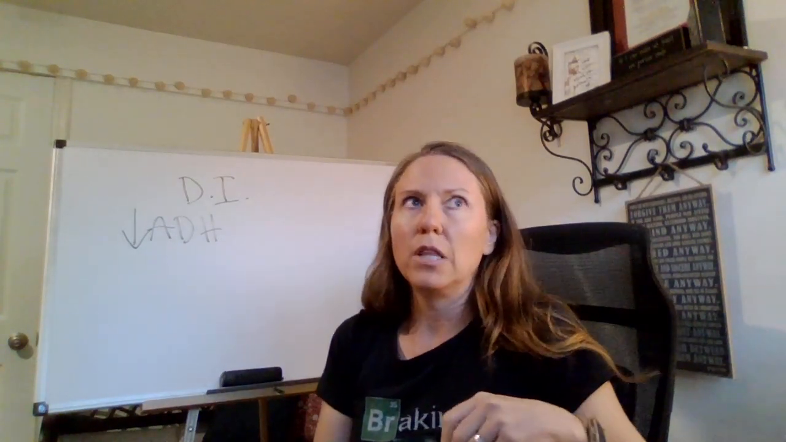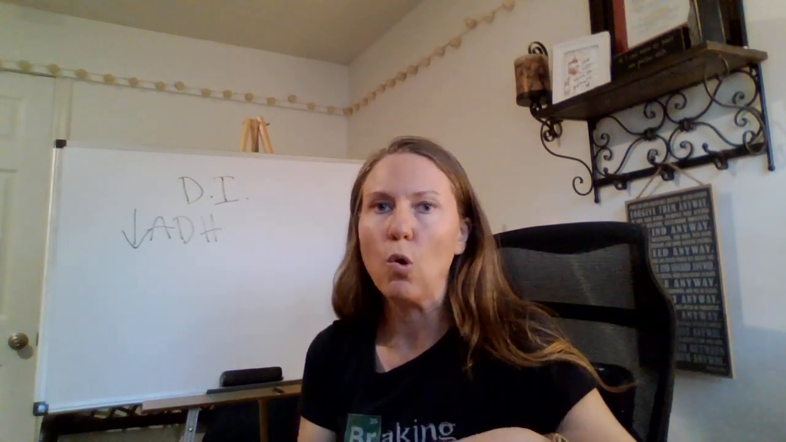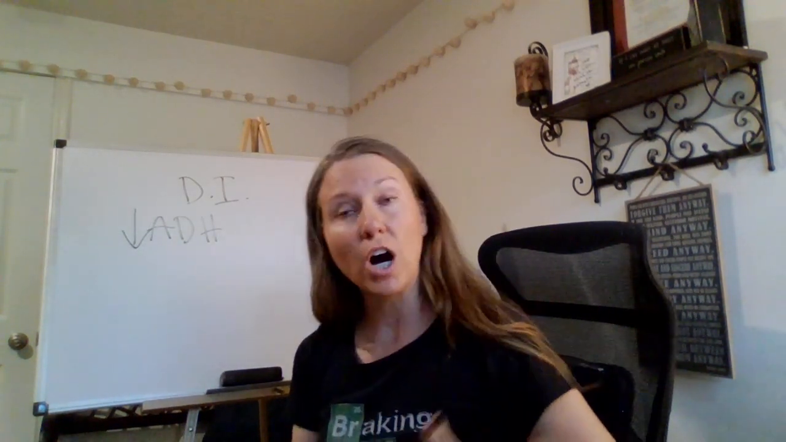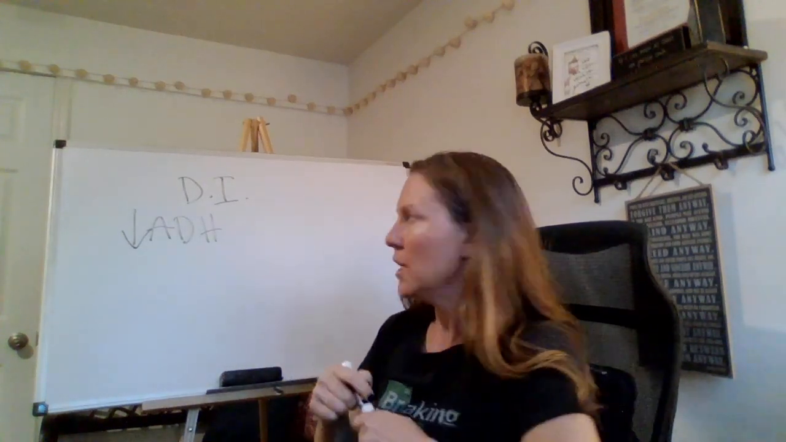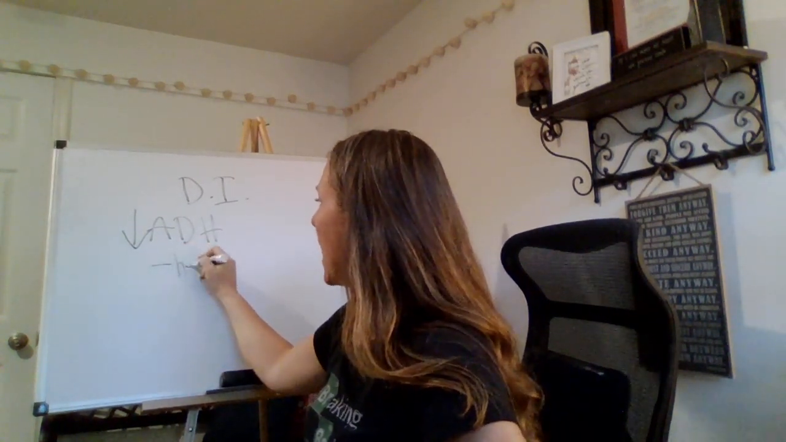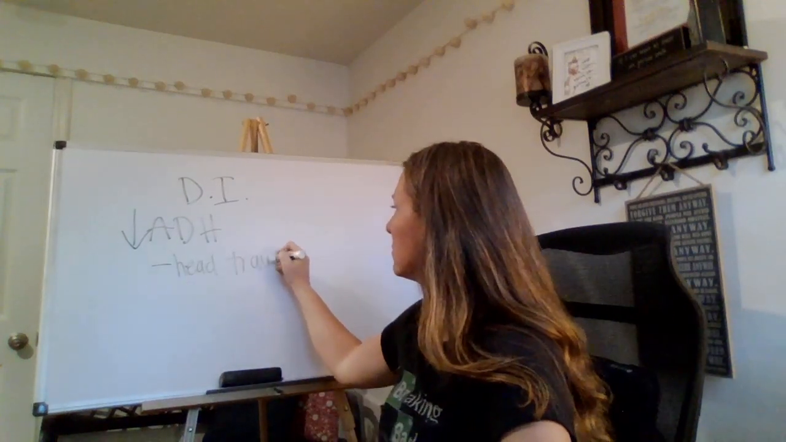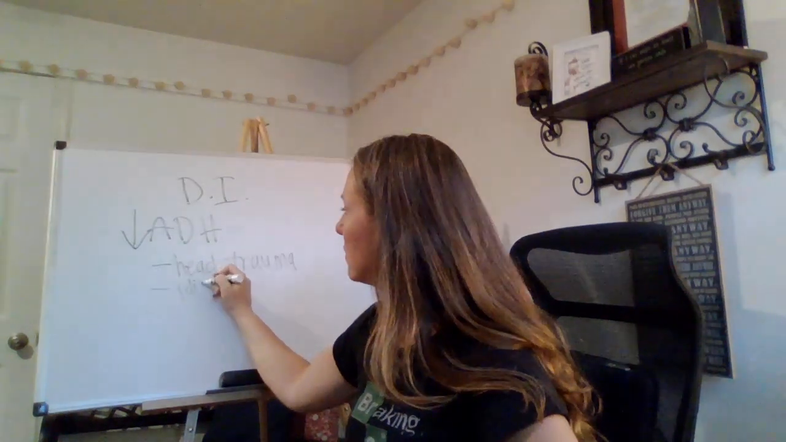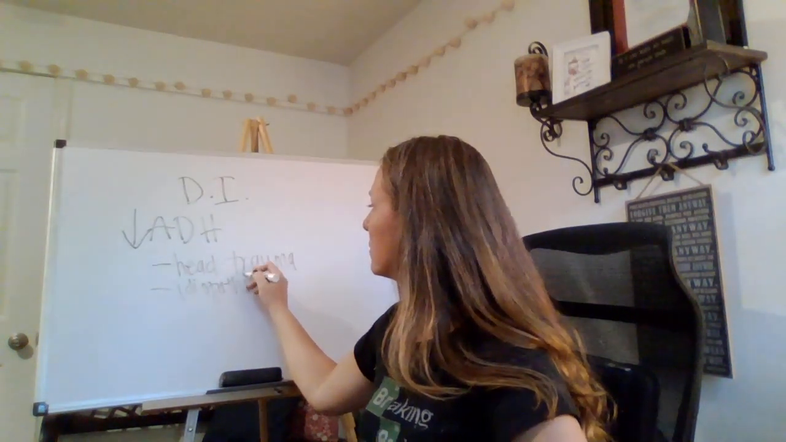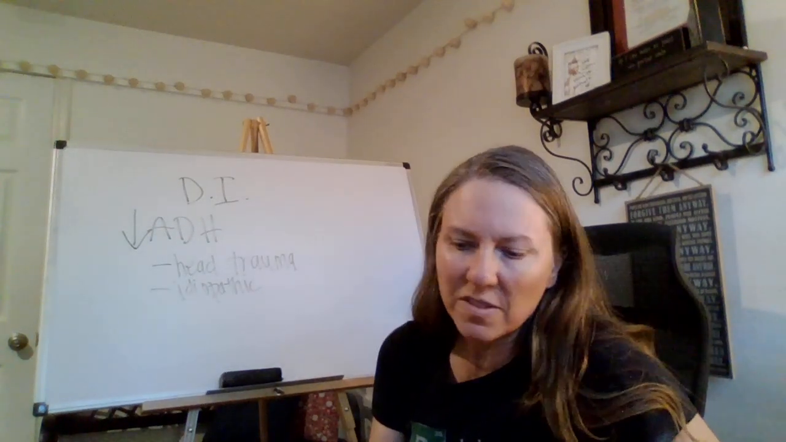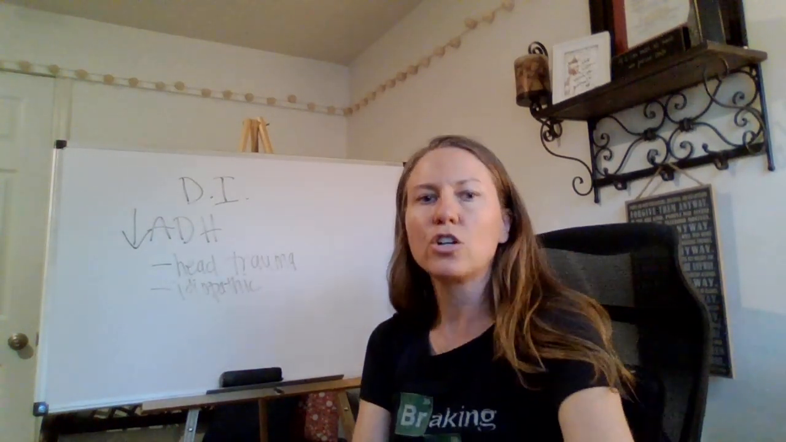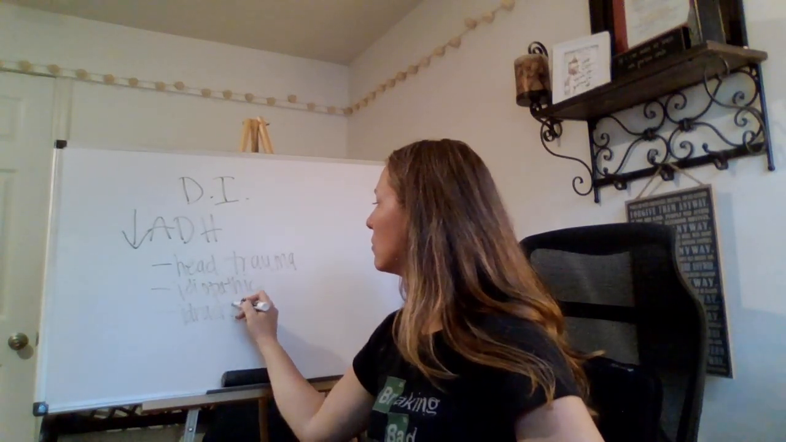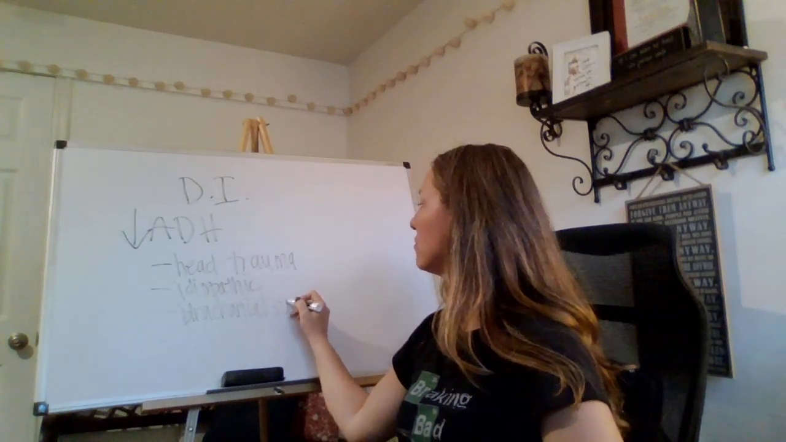So let's talk first about what makes this happen. There are a few different things that can cause diabetes insipidus. It could be head trauma. It could be idiopathic, like an autoimmune disease, something like that. It could be that somebody had intracranial surgery.